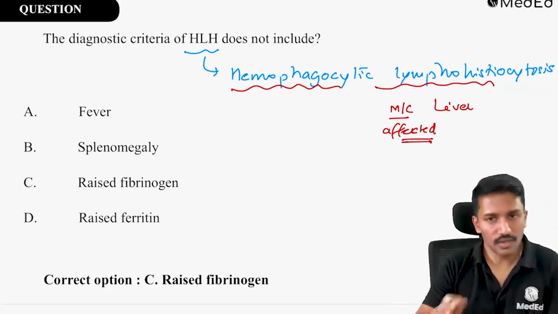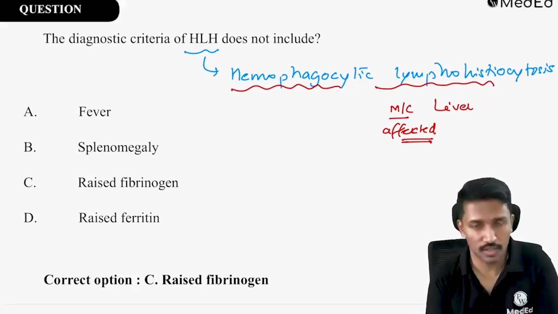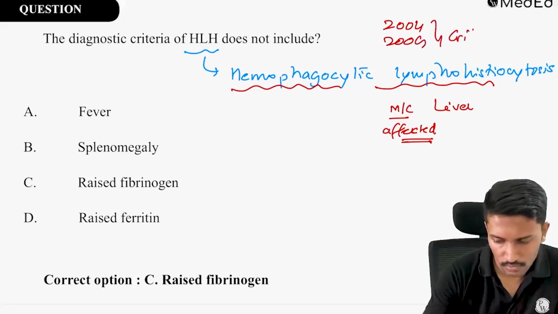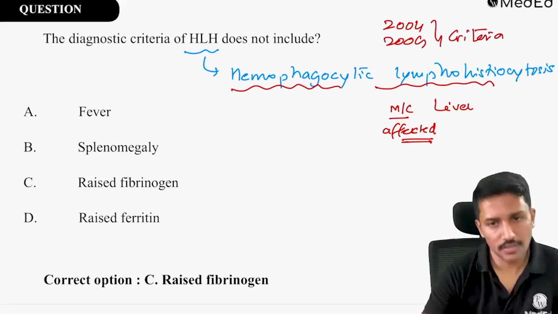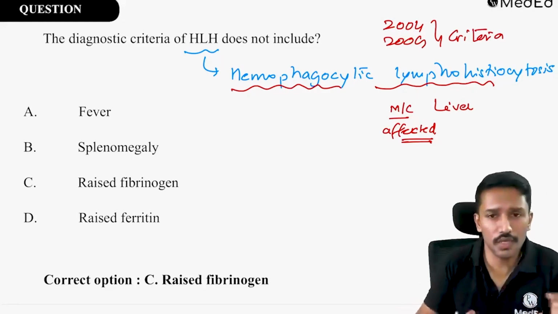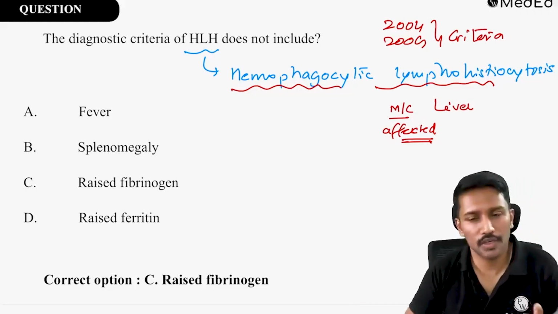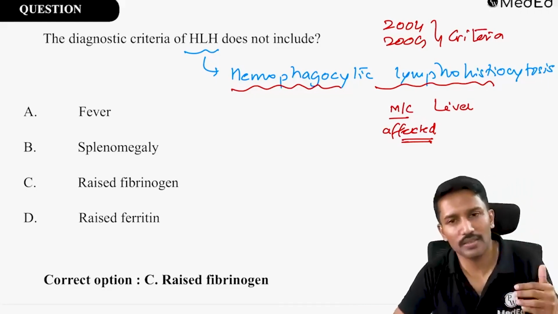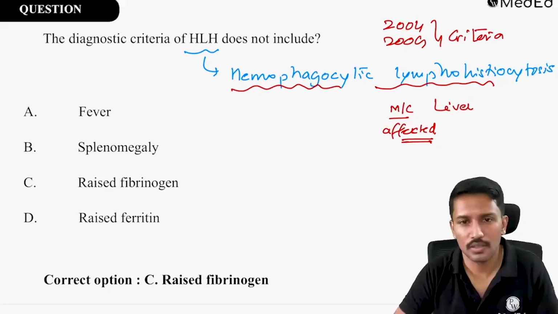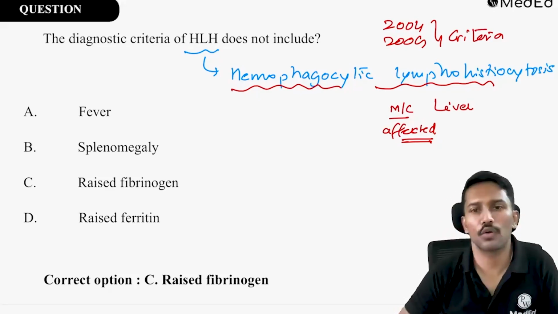Okay. Now there are some set of diagnostic criteria. Currently we follow 2004 and 2009 criteria for diagnosis of HLH. And one thing which is very important for recognition of HLH, in any patient who has symptoms of fever, splenomegaly, and liver dysfunction, is to test for their fibrinogen levels.